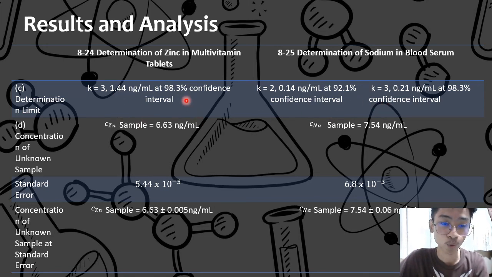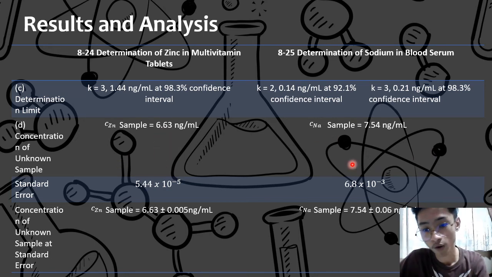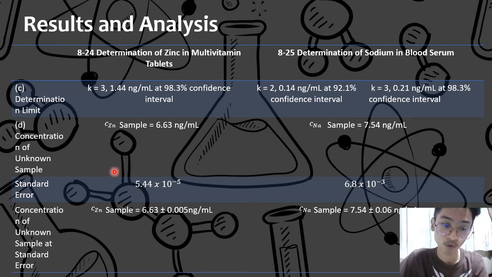1.44 at 98.3% confidence interval for the first problem. At a k value of 2, 0.14 at 92.1% confidence interval. At a k value of 3, 0.21 at 98.3% confidence interval. The concentration of the unknown was computed and presented earlier: 6.63 for the first problem and 7.54 for the second problem. The standard error was also computed and presented earlier.